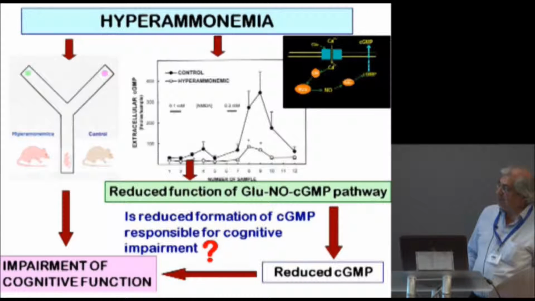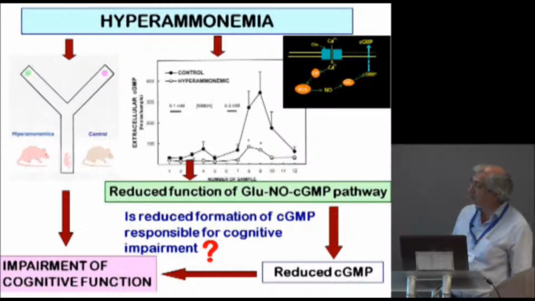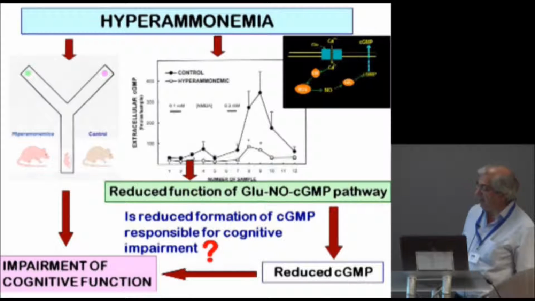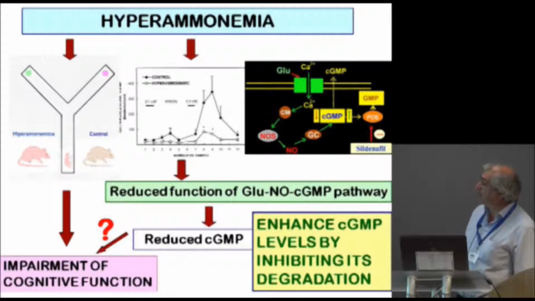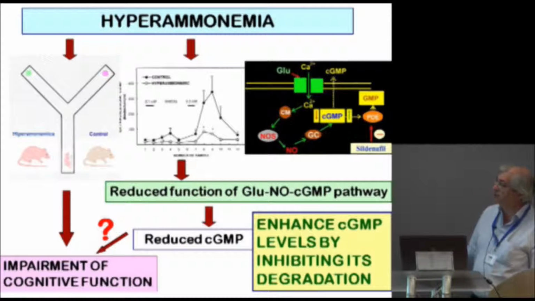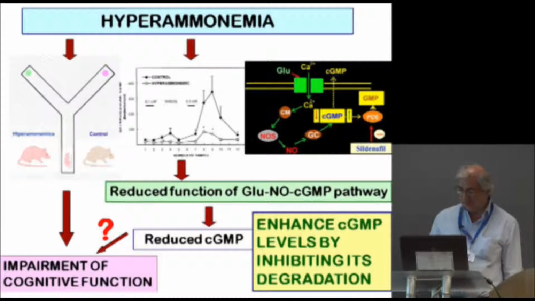Now the question is: is the reduced formation of cyclic GMP responsible for the impairment of the cognitive function? If this is the case, we should be able to restore the ability to learn by restoring the levels of cyclic GMP. And we could do this, for example, by inhibiting degradation of cyclic GMP with sildenafil, which inhibits phosphodiesterase 5. This enhances the levels of cyclic GMP and should improve cognitive function.